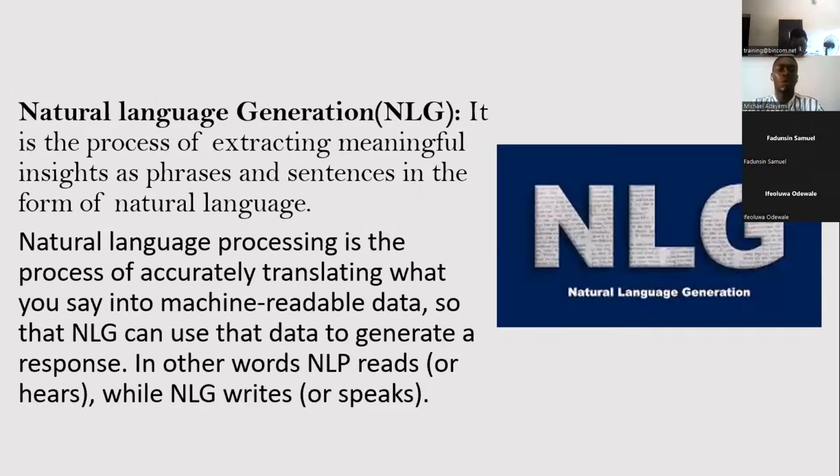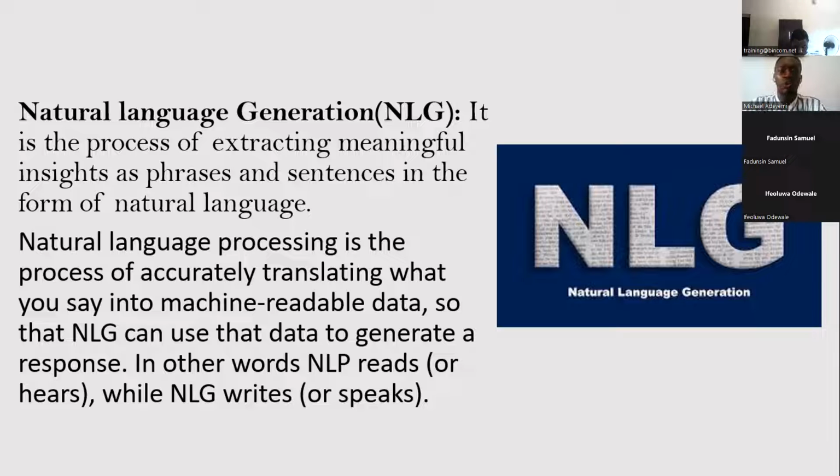Now, when we talk about natural language generation, it is the process of extracting meaningful insights as phrases and sentences in the form of natural language. Natural language processing is the process of accurately translating what you say into machine readable data so that NLG can use that data to generate a response. So in NLG, what machines understand are binary numbers, which are 1 and 0.